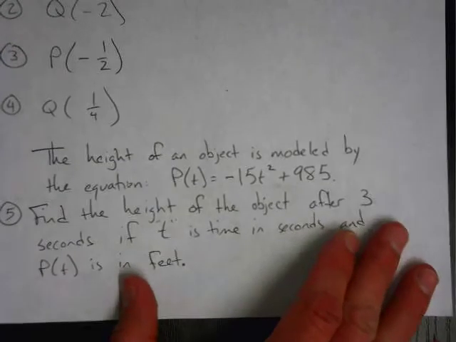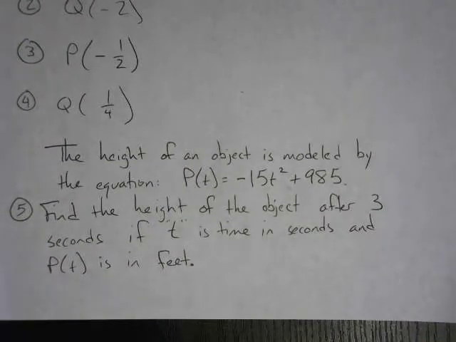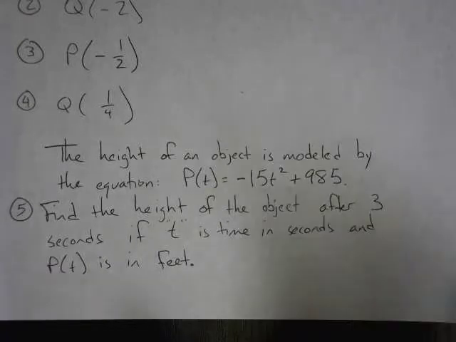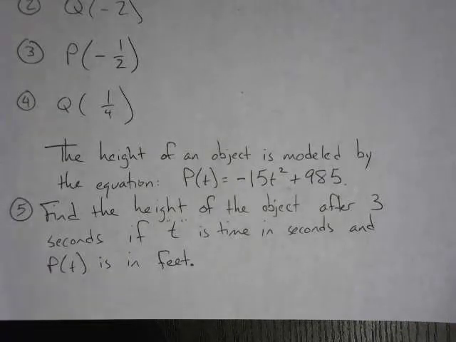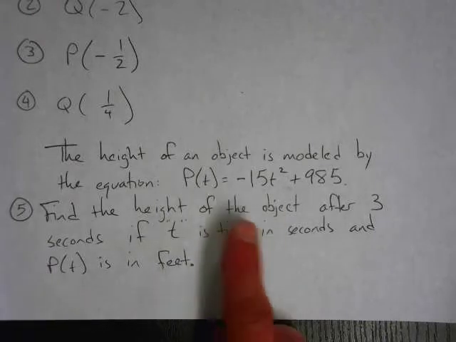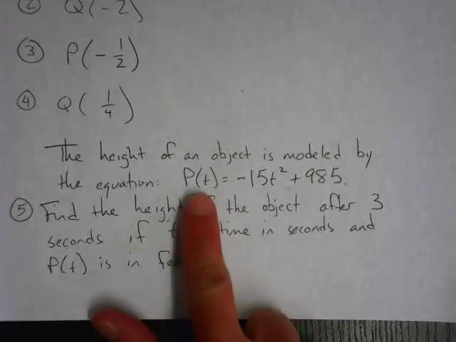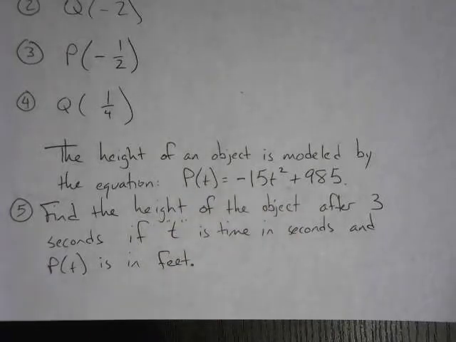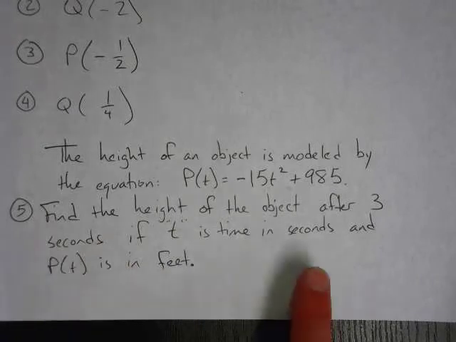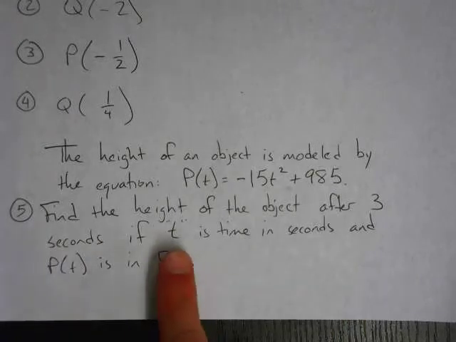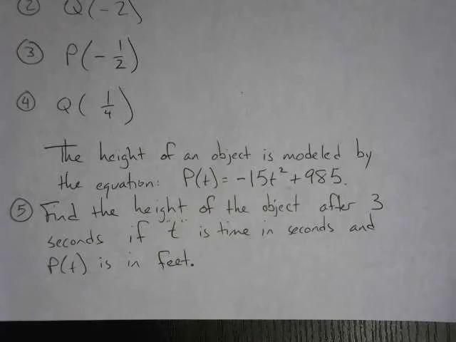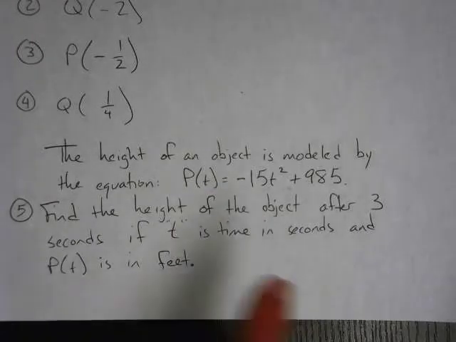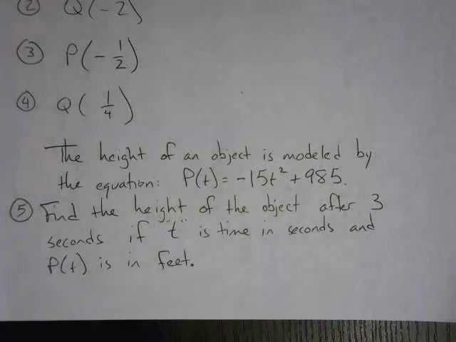The height of an object is modeled by an equation. Okay, this is a realistic equation if gravity didn't exist or wind or anything. Well, gravity did exist, but like wind resistance and all that stuff. P of t is equal to negative 15t squared plus 985. Now, what does that mean? What we're going to do is find the height of an object after 3 seconds if t is actually time measured in seconds, and p of t is actually measured in feet. Okay, so if t is measured in seconds and p of t is measured in feet, what's the height of the object after 3 seconds?